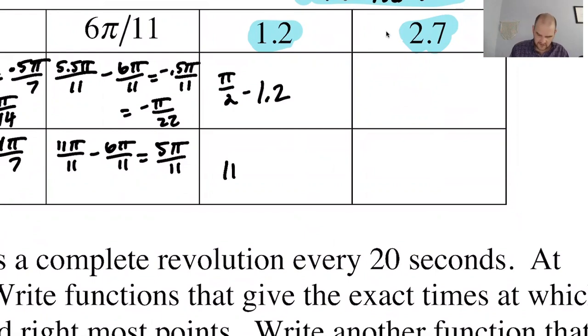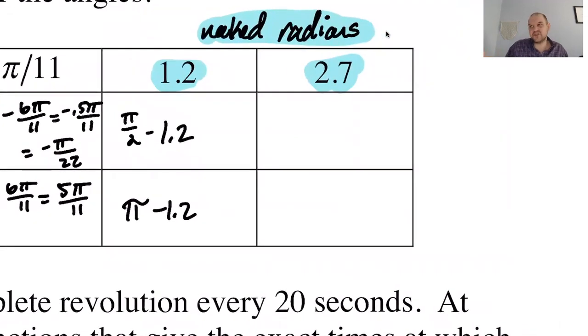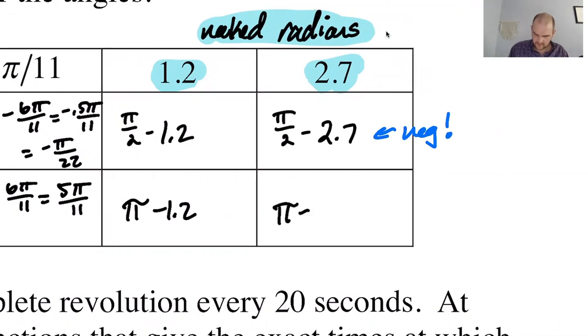So here we'll just get pi minus 1.2. So pi is 3.14, so pi over 2 is like 1.57. So they're both positive, which is good. Well, I'm saying good, but who cares? So here I'm going to have pi over 2 minus 2.7, definitely negative. This is negative, but it doesn't matter. It's allowed to be negative. And then here we'll just have pi minus 2.7.